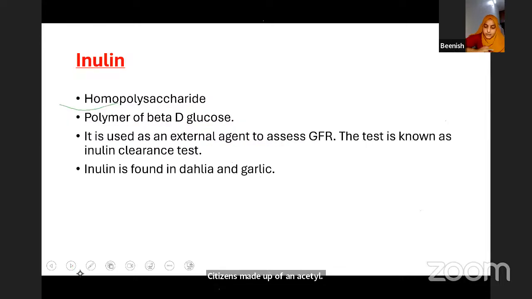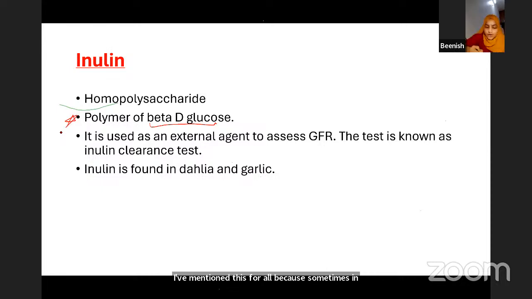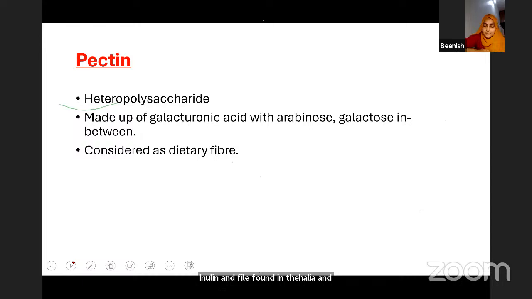Now, inulin is also a homopolysaccharide. It is a polymer of beta-D-fructose. I've mentioned this for all because sometimes in previous year questions for your NEET PGs, you are asked what are the monomers of the following. So therefore, it becomes important. It is used as an external agent to assess GFR. The test is known as inulin clearance test. Inulin is found in dahlia and garlic. Now, pectin is a heteropolysaccharide. It is made up of galacturonic acid with arabinose, galactose in between, and it is considered a dietary fiber.